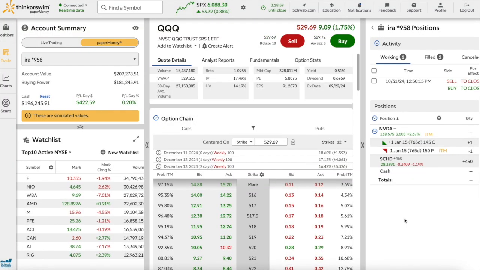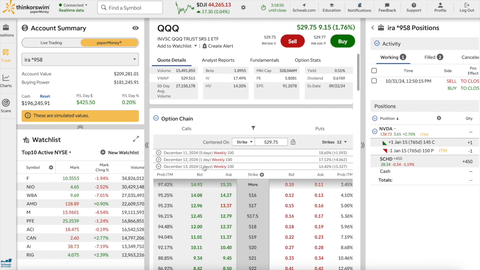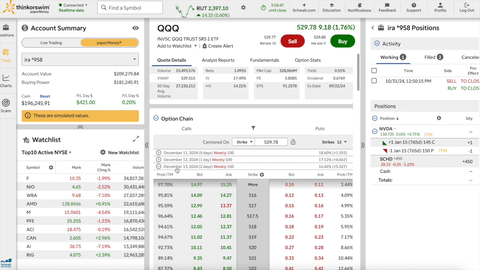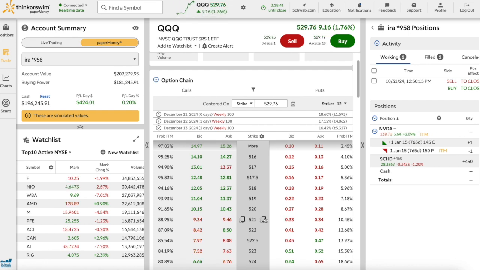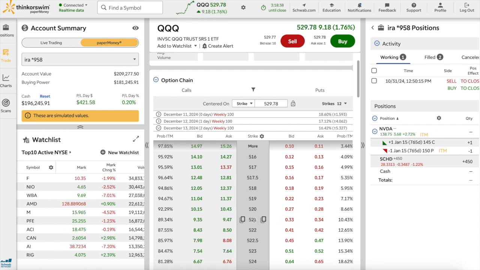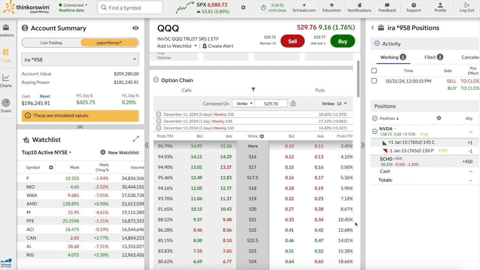Today, QQQ is trading at $529.70 some cents a share, and I'm looking at two possible trades. I look at December 13th expiration date. I can set up a bull put spread by choosing a strike price of $521, which has about a 10% chance of being assigned, and then buying a put with a strike price of $519. So I would bring in about $10 less trading fees for this spread.